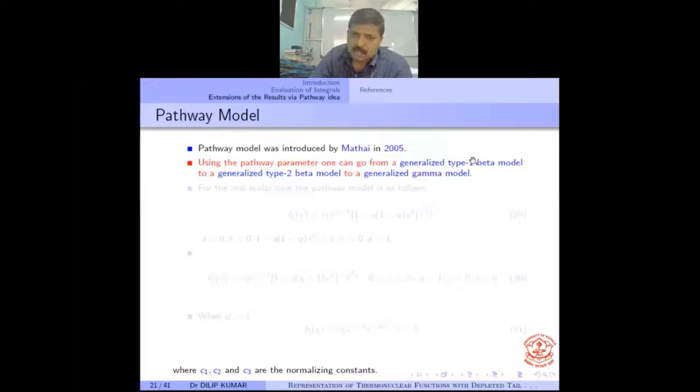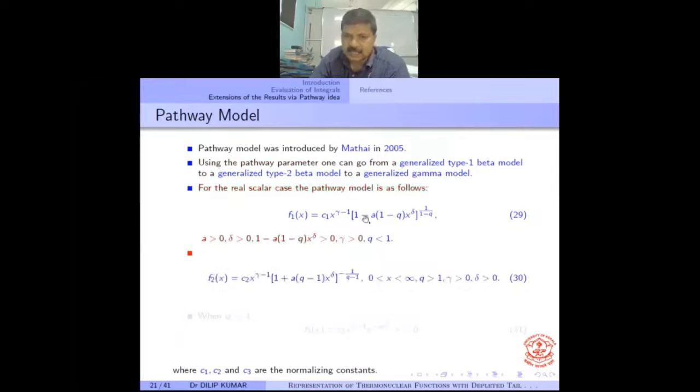In the scalar case, it is a function which is moving among three different functional forms. One is the generalized type 1 beta form, the other one is the type 2 beta form, and the generalized gamma form. Functionally, there is not much difference, but the behavior is entirely different for type 1 and type 2 beta distributions. One is a cutoff case, the other one is a general case. This one is a cutoff type integral because q is less than 1, and here it is a general case which goes from 0 to infinity. This is the type 2 beta case, this is the type 1 beta case, and this is the gamma case.